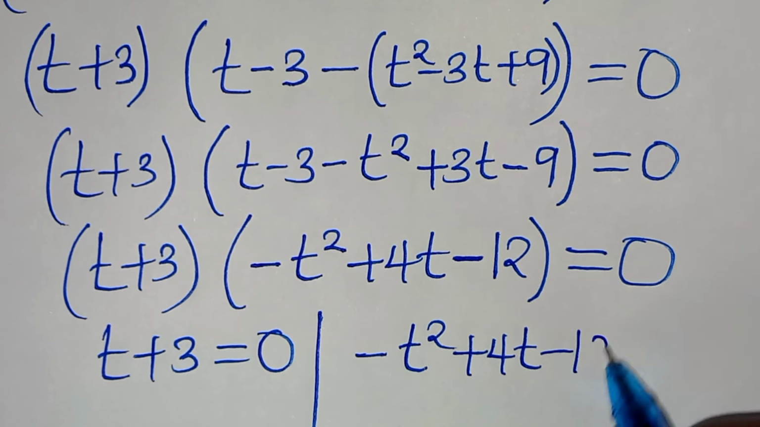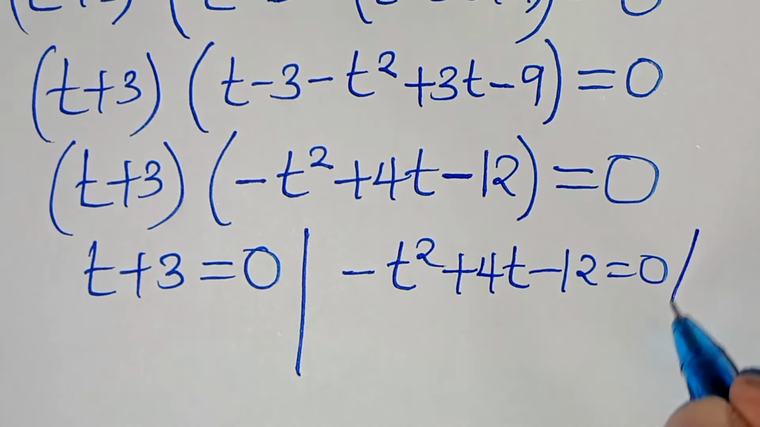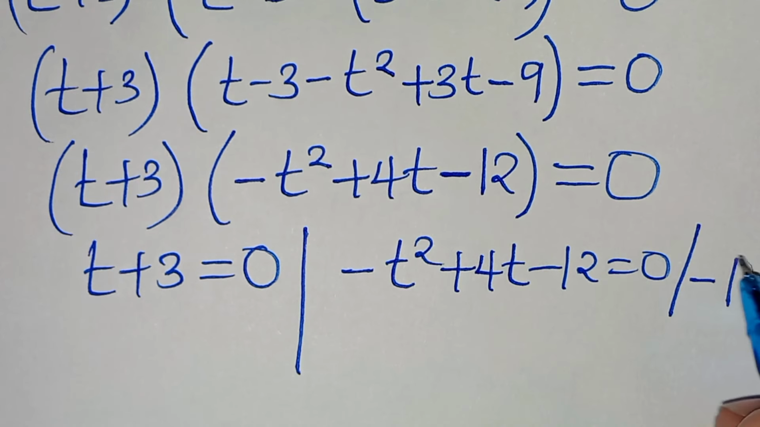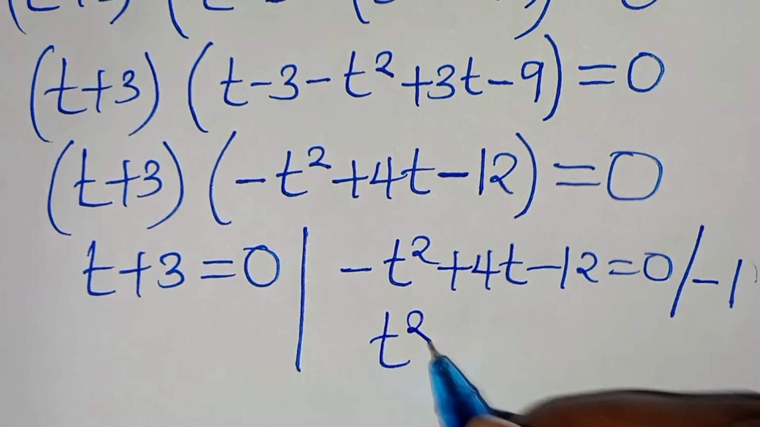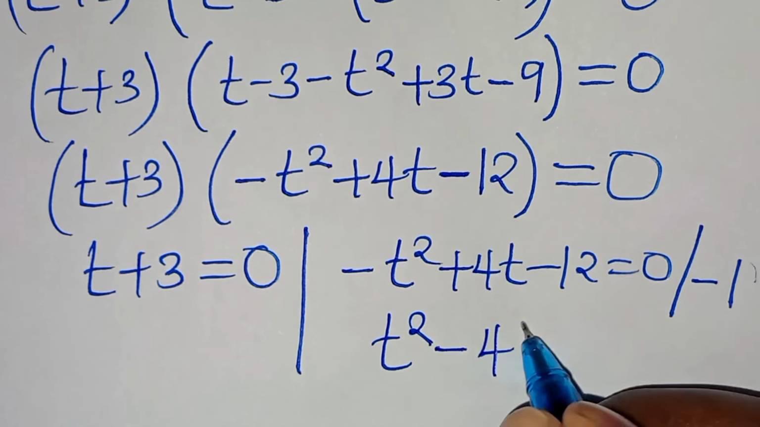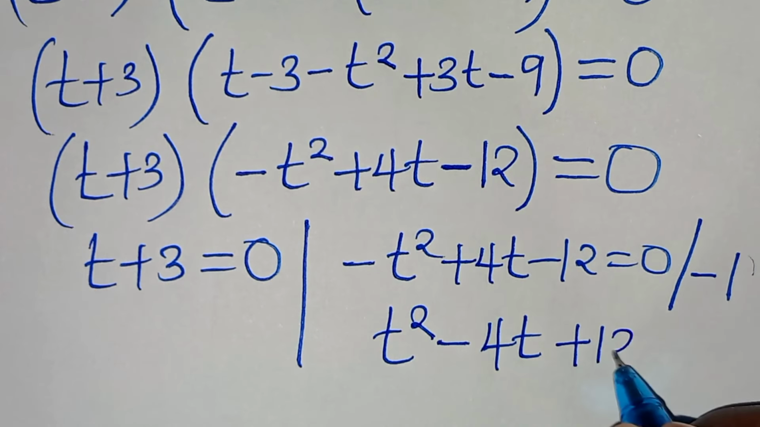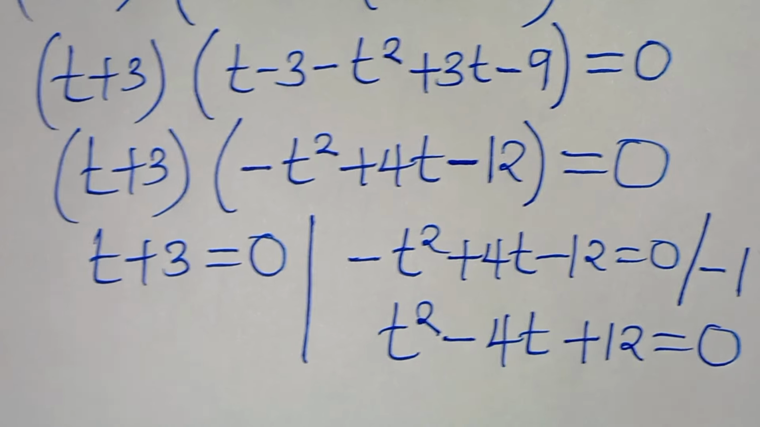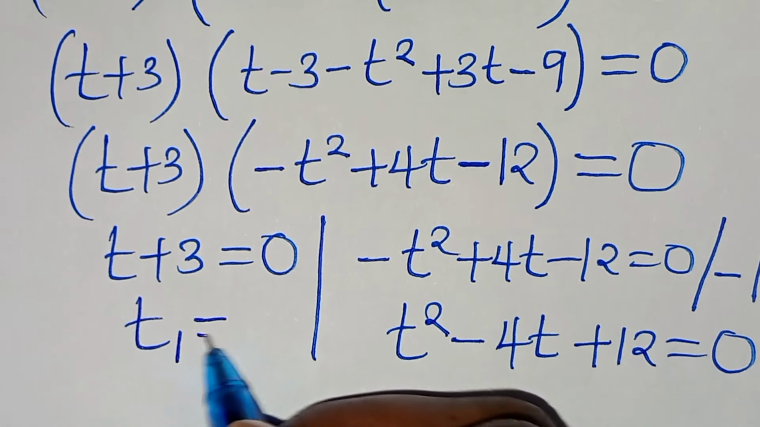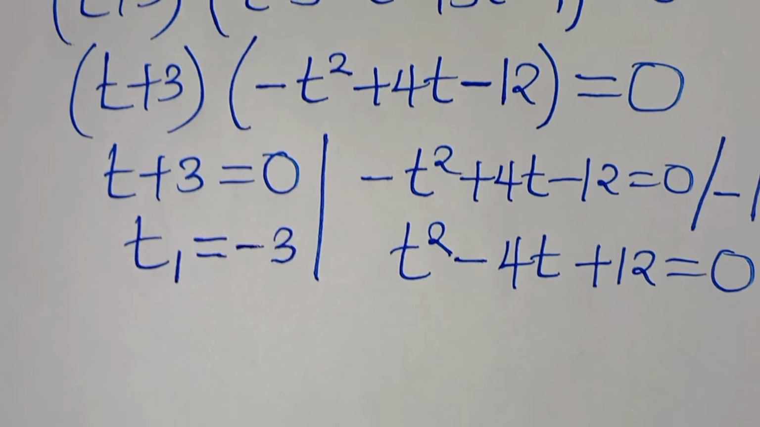The minus 12, this is equal to 0. Here we can divide everything by minus 1. So minus t squared divided by minus 1 is t squared, then plus 4t divided by minus 1 is minus 4t, then minus 12 divided by minus 1 is plus 12. This is equal to 0. From the first part here, we have that t1 is equal to minus 3.